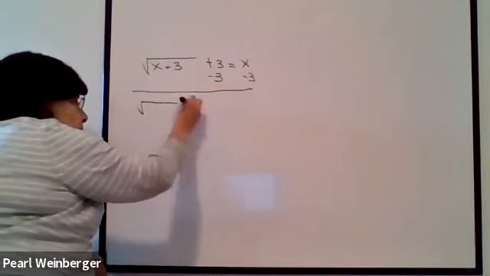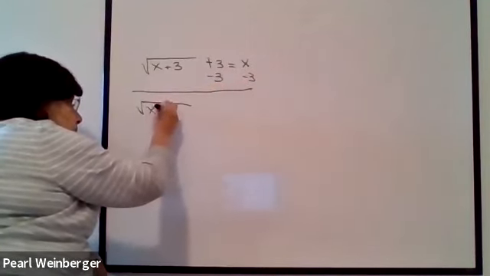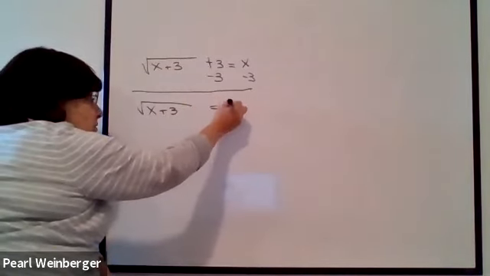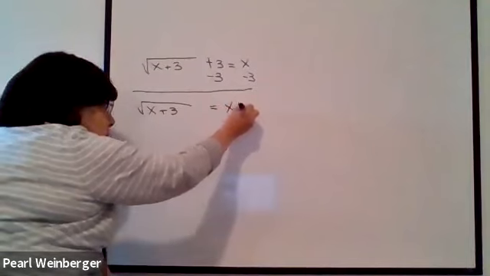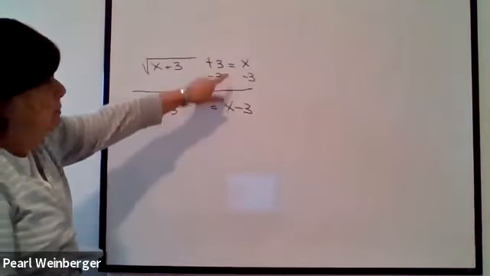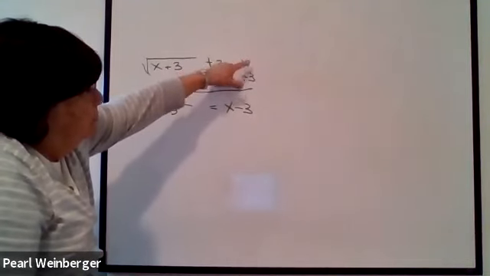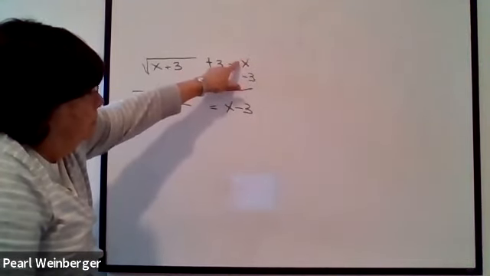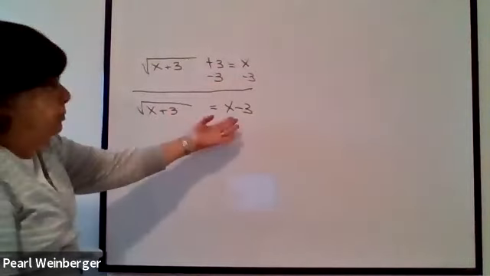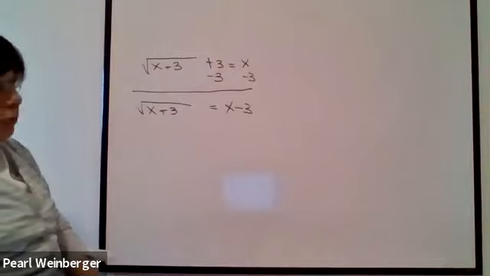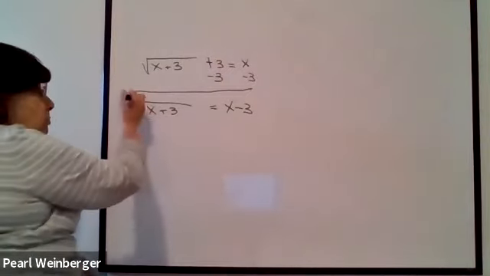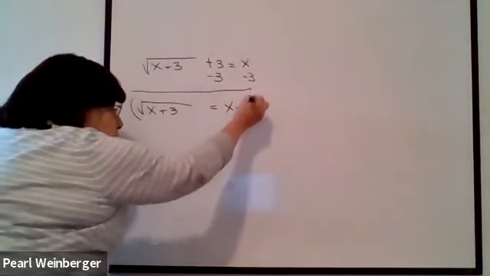And we get the square root of x plus 3 on the left side. And on the right side, we get x minus 3. Now, this is a little bit different than what we did before, simply because since we have a variable on the other side, not just a plain number, we can't combine them. They're not like terms. I can just bring it to the other side and get x minus 3. But the procedure is the same. We want to get rid of this radical, so we're going to square both sides.